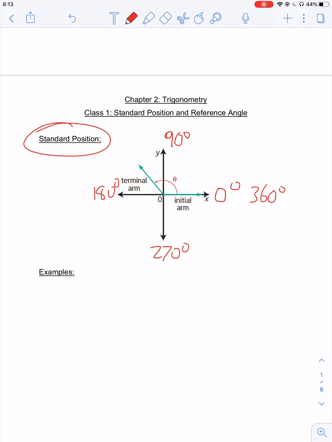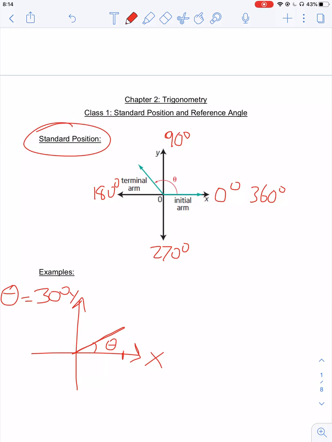Let's say the angle measures 30 degrees, and I'm asking you to draw this angle. You're going to draw your xy plane. This is x, that is y. You're going to start from here. This is 0. 30 is less than 90, so it obviously has to be in the first quadrant. And 30 is less than 45, so maybe something like this. Let's call this theta. That's your 30 degrees, approximately.